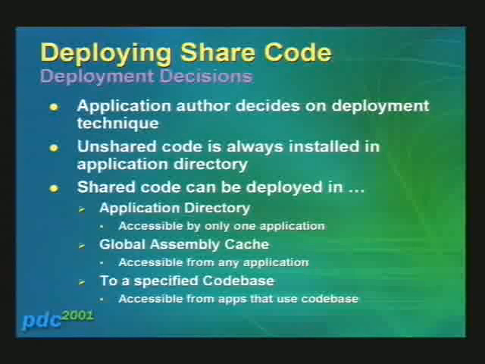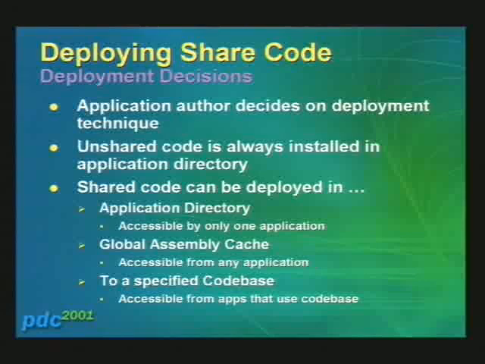So there are different mechanisms for actually deploying this code. You can deploy code in three places, typically. You can deploy it in an application directory, which is just a directory that you create in the file system and deploy code into. You can deploy it into what's called the global assembly cache, which is a repository for storing shared code that's available on a machine. Or you can deploy it someplace else on the machine that you refer to via what we call a code base.